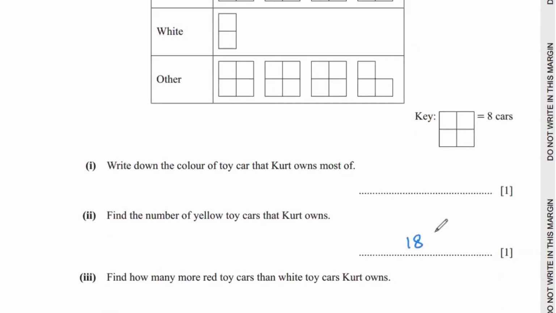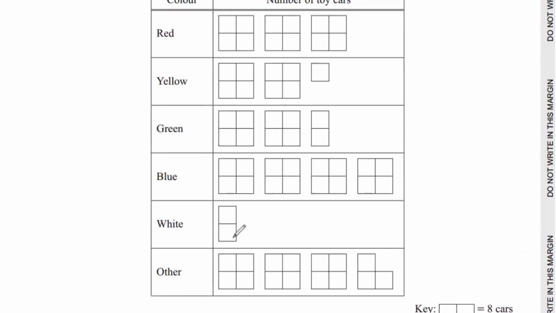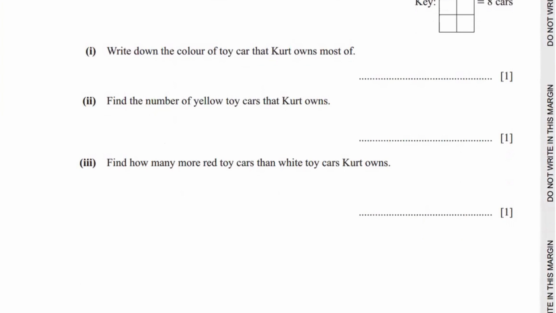Then the next part says find how many more red toy cars than white toy cars Kurt owns. For white it's 2, 2, so that's 4. For red, it's 8, another 8, and another 8. So that's 24. The difference of 24 and 4 is the answer, which is 20. So he owns 20 more red cars.